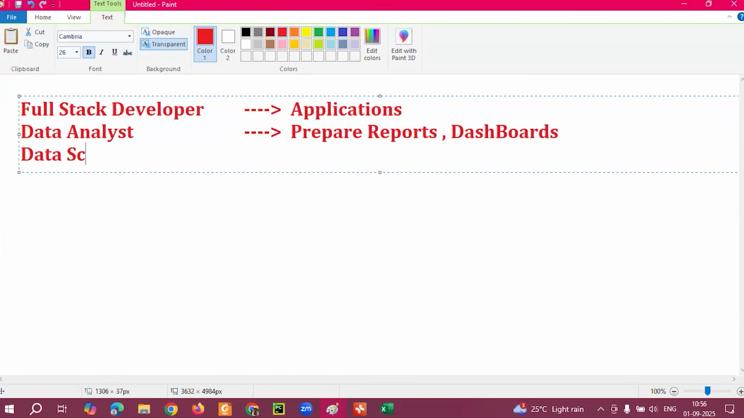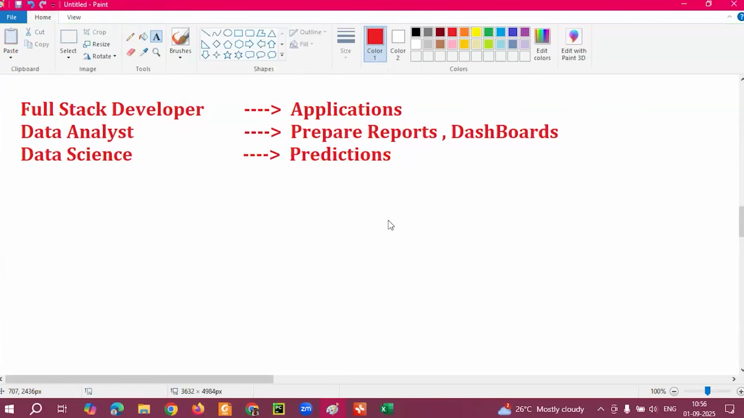Then next, data science. Sir, what can a data science person do? As a data scientist, his main target is predictions. Prediction means analyzing what will happen next, the future. For that purpose, a data scientist is required. So at present, all 3 have huge requirements in the market, guys. All 3 are very, very important. The future is completely dependent on these 3 only.